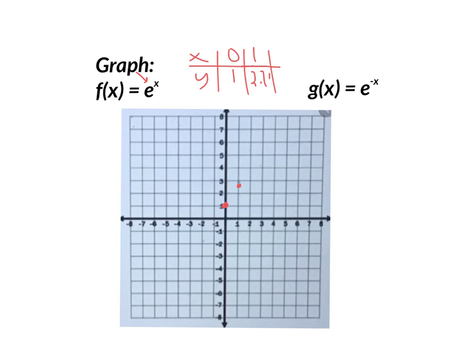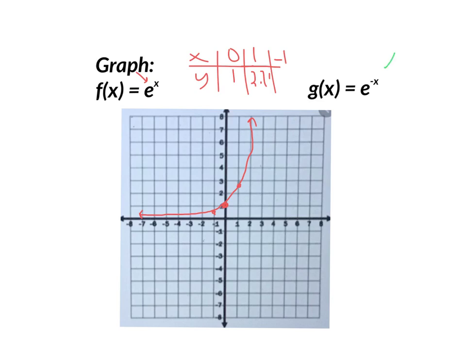If I put in a negative 1, it would be the reciprocal of that, which is going to be way down here. So it's the same kind of curve we saw yesterday. It's exponential growth. It's doing that right there. X-axis is still an asymptote. Domain and range are the same. All that stuff's still the same.